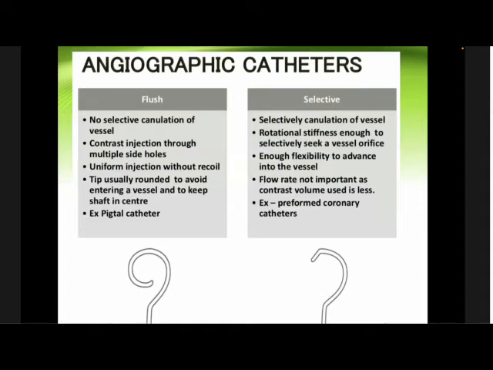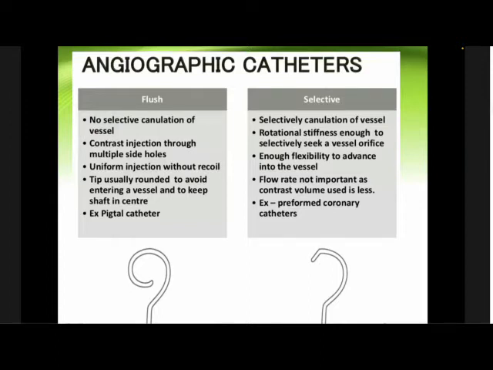The flush catheter has no selective cannulation of vessels because of its round shape, and it has multiple side holes through which a uniform injection of contrast can be done, and there will be no recoil due to this peculiar shape. Usually the pigtail catheter, which is used in aortography and some specific conditions, is an example of this flush catheter.